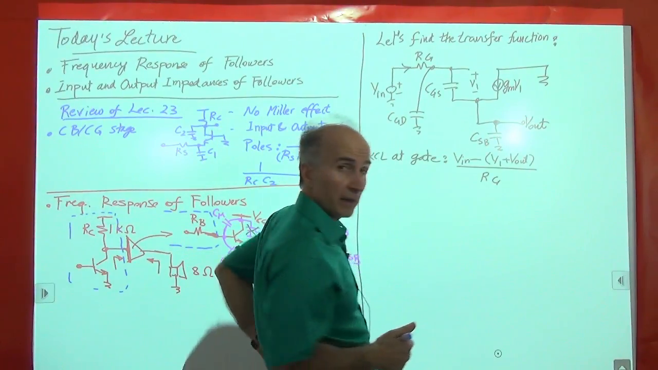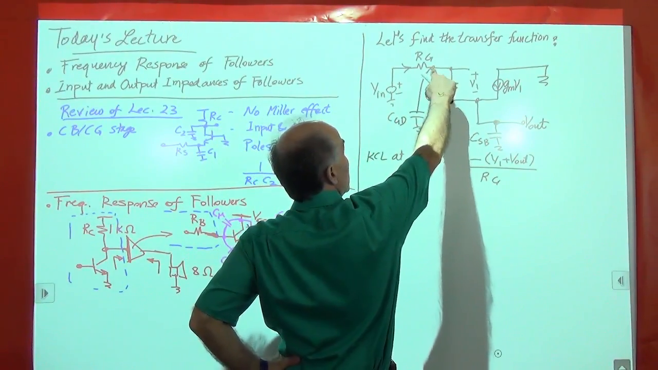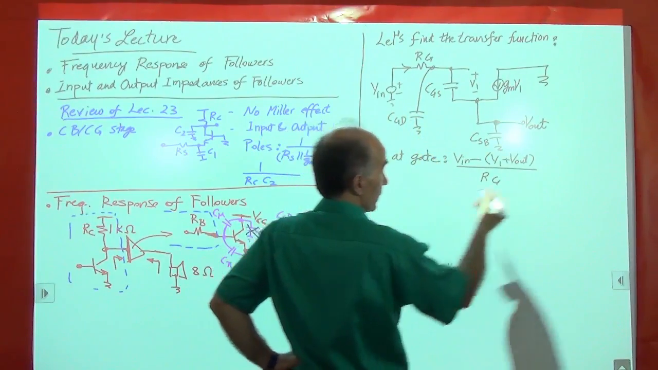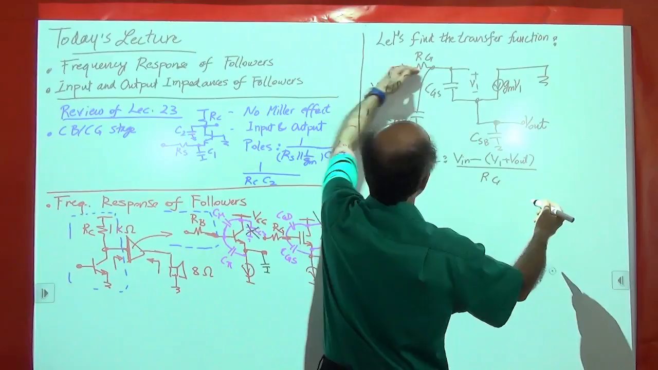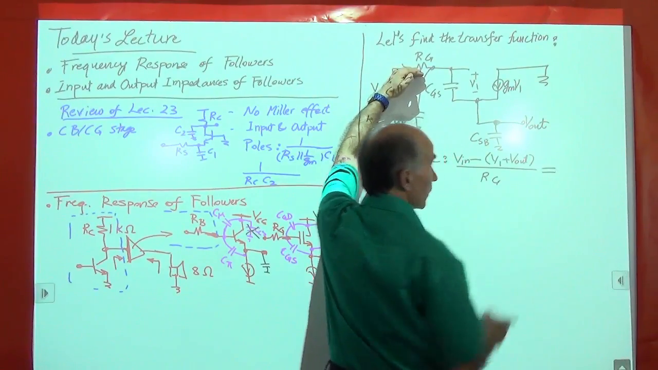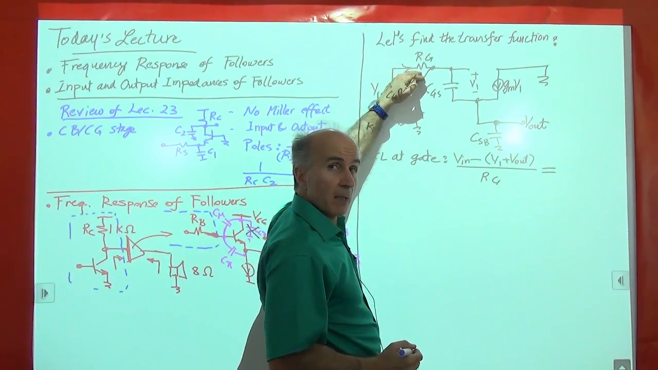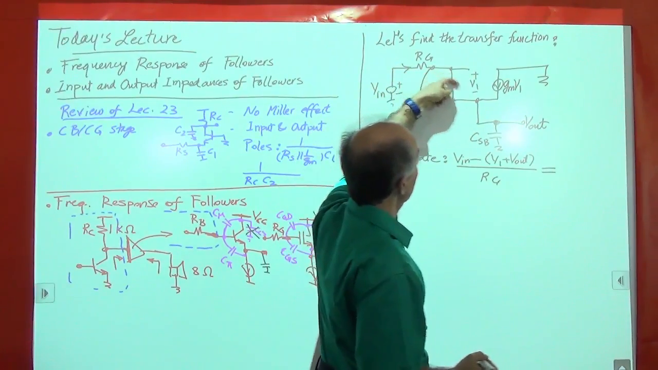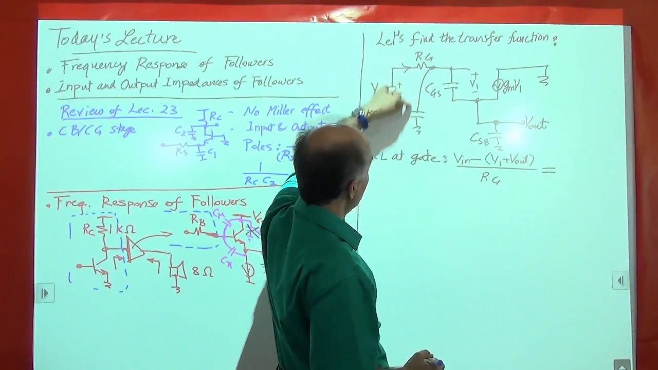What else is connected to this node, to the gate node? We have this capacitance, which carries a current. So this current is coming in. It has to be equal to the sum of the currents going out. This current goes out, and this current goes out, right? How much is the current through CGD?